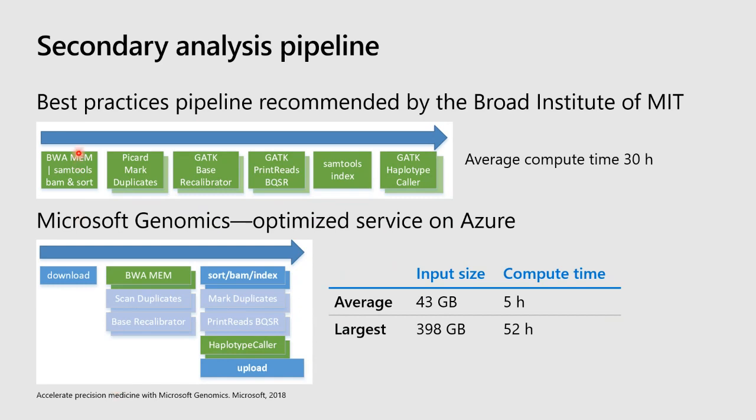One of the best practice pipelines that's currently been implemented by the Broad Institute of MIT actually performs this analysis. It performs an initial overlapping alignment step, a number of quality control steps, and then fundamentally identifies our mutations. The current average compute time for this is approximately 30 hours. As part of a collaboration with the Broad, our Microsoft Genomics team has actually optimized this service on Azure, and we can significantly reduce the average compute time for a sample to be processed.